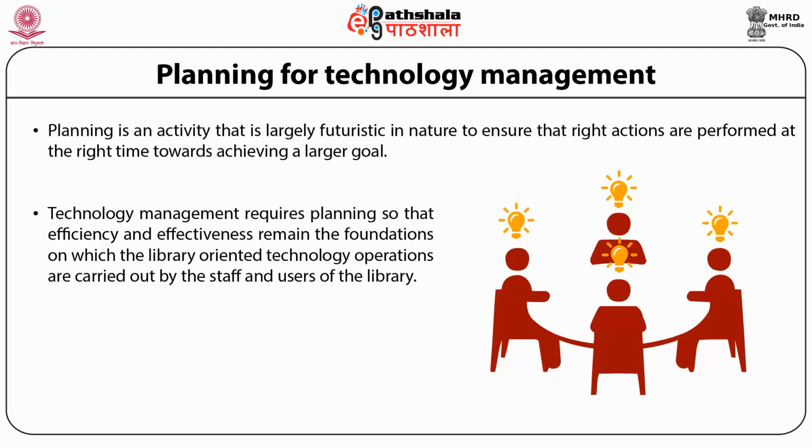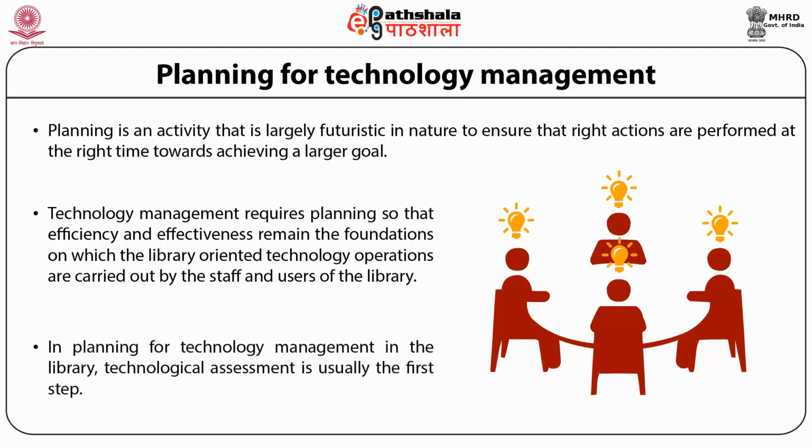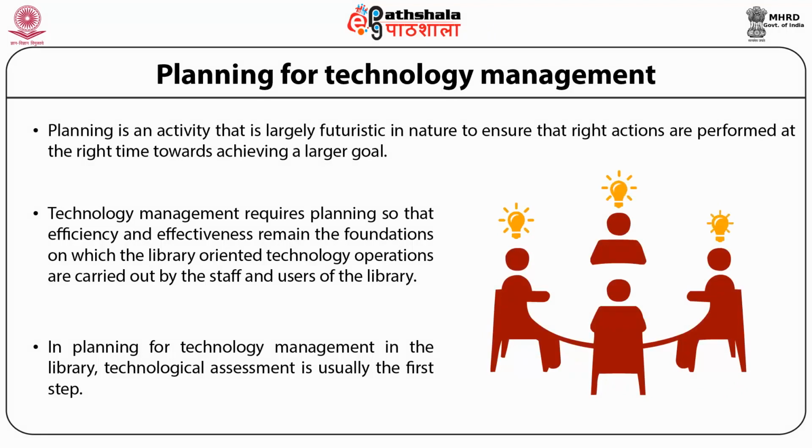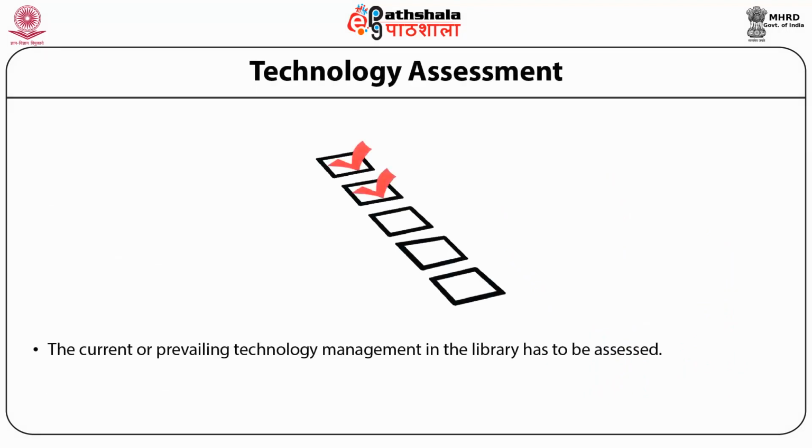So when we talk about planning for technology management, the first aspect is technology assessment. We need to assess the technology that we have in the libraries. This can be considered the first step for planning for technology management. The current and prevailing technology in the library has to be assessed.